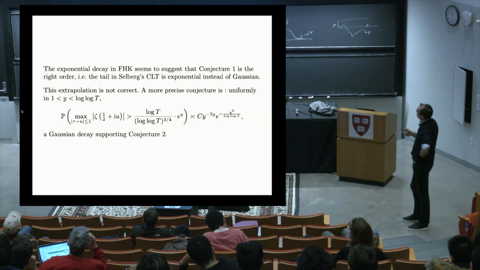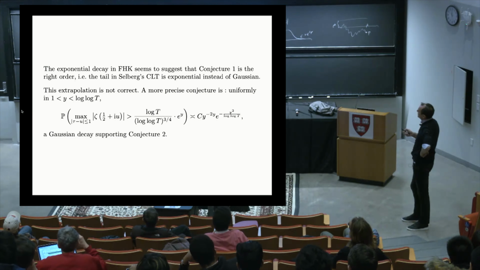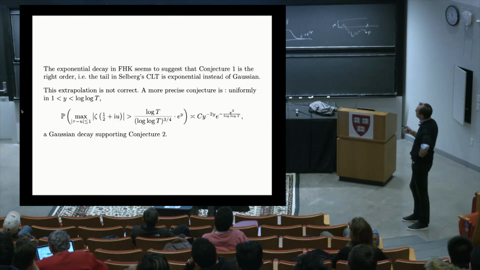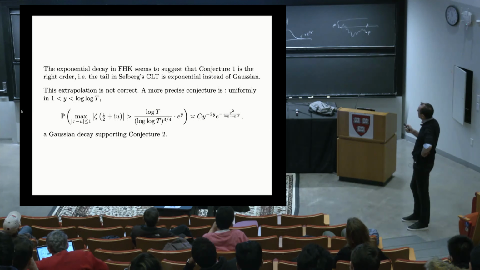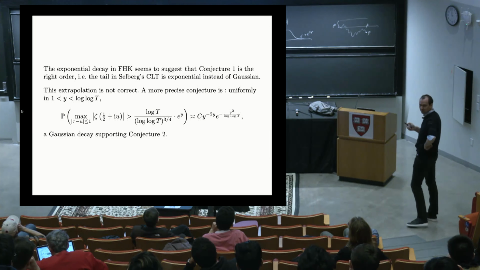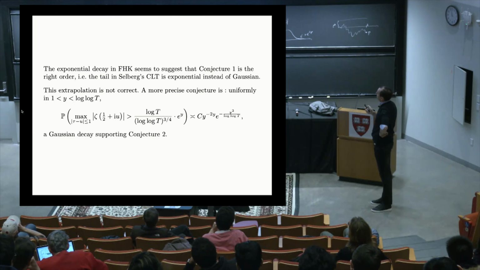In fact, if you try to cook an extended FHK conjecture, allowing y to depend on t and go very far in the tail, it's believed that once y gets larger than the square root of double log t, it recovers Gaussianity in the tail. And actually, parts of this in some other models, and maybe even here, can be proved. But my point being that it's tempting to support conjecture 2.